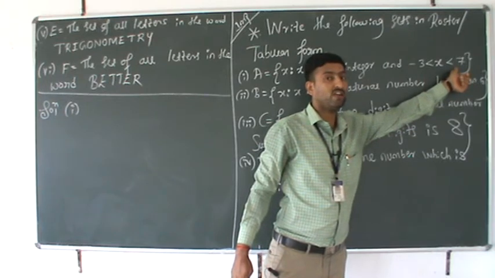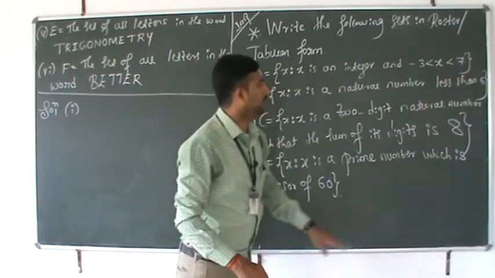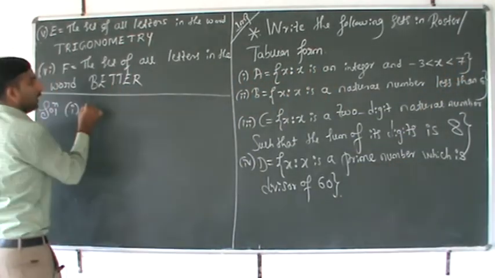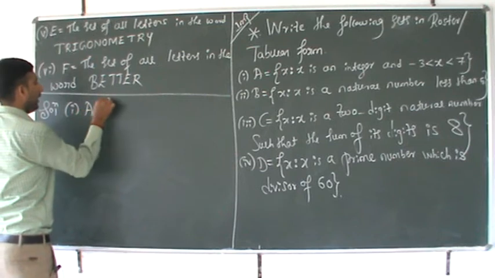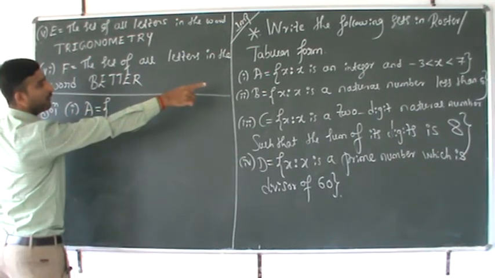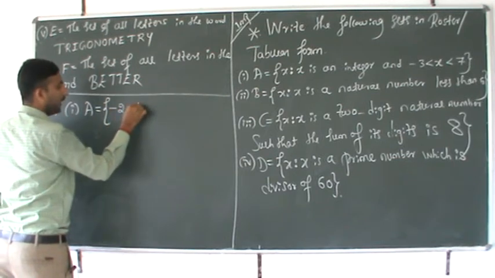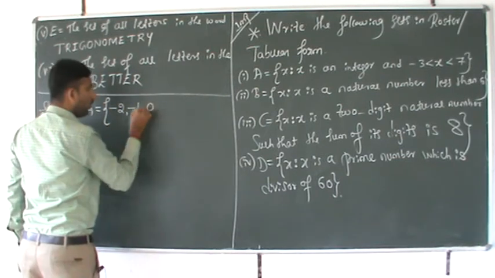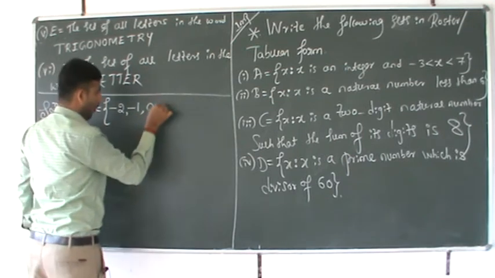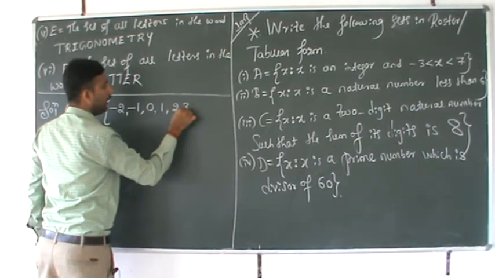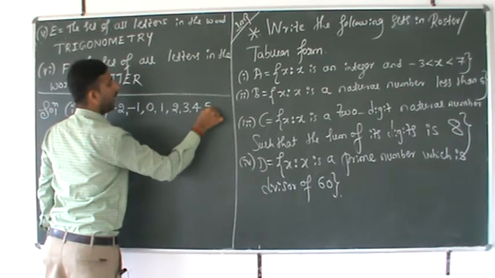You are going to refer to the less than symbol. Therefore, the answer should be A equals, I will write, you cannot take minus 3, starting from minus 2, minus 1, 0, 1, 2, 3, 4, 5, 6.